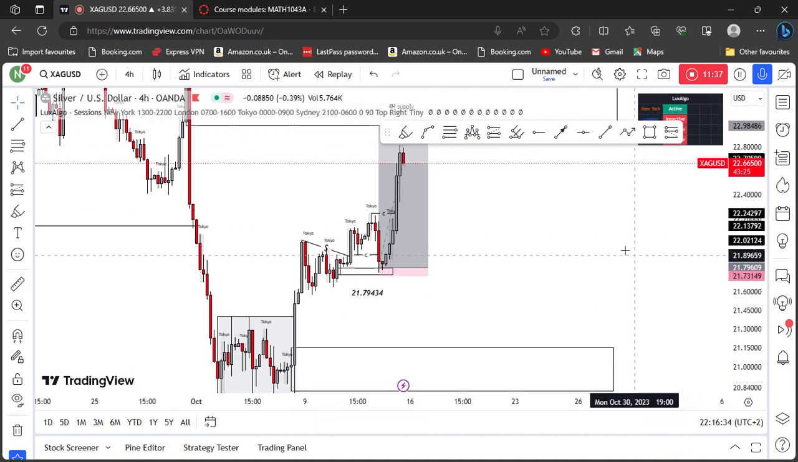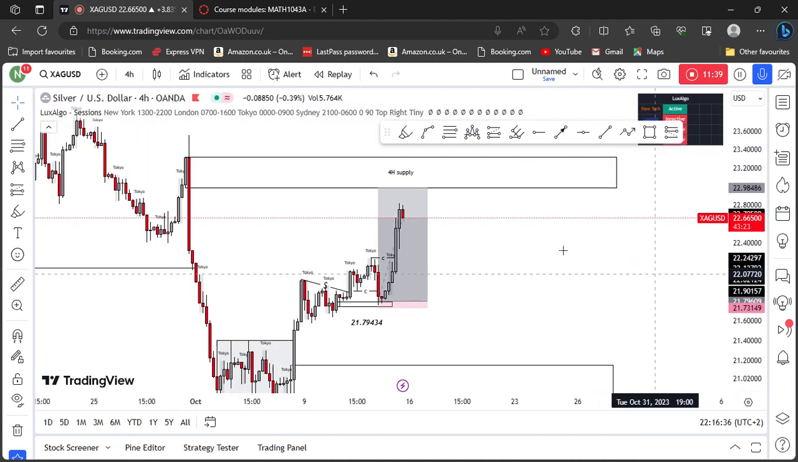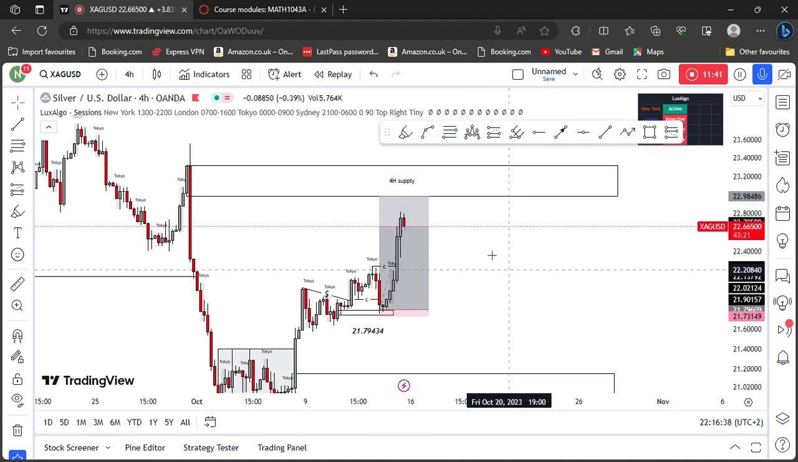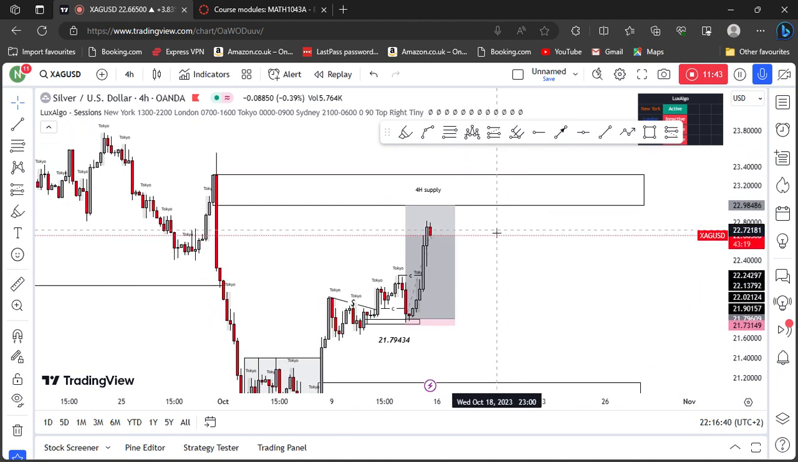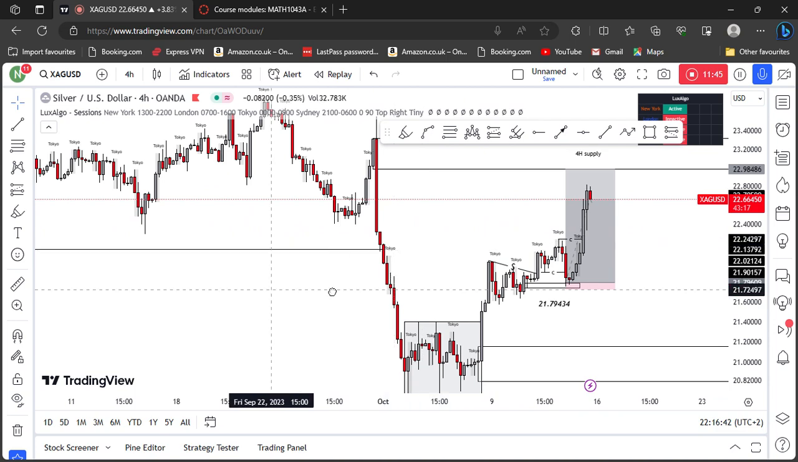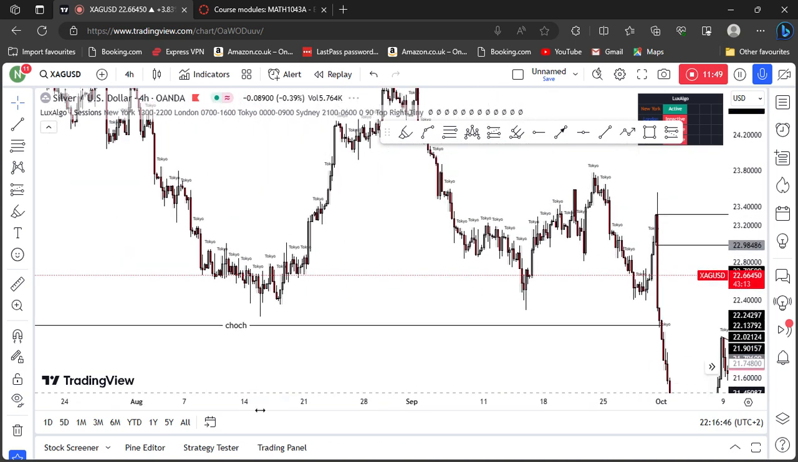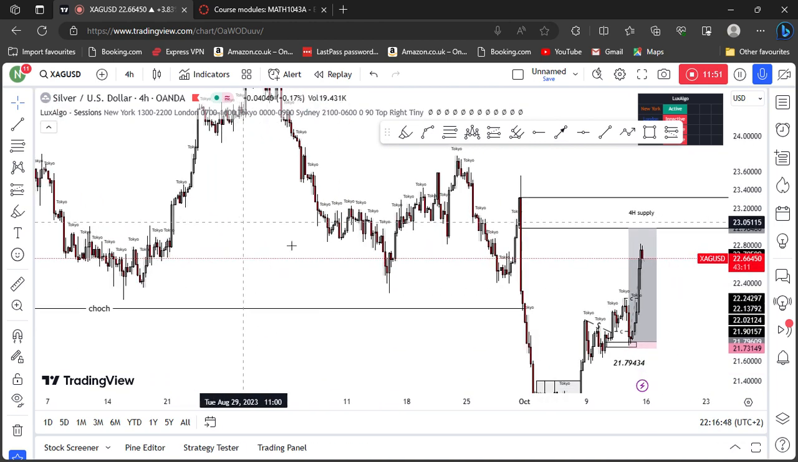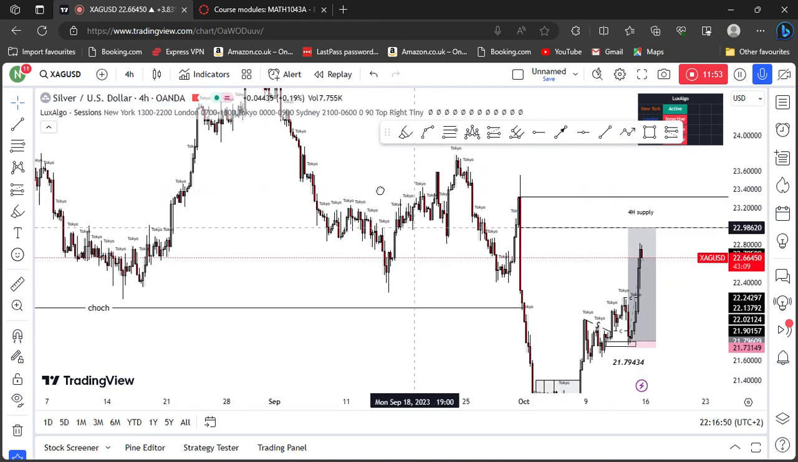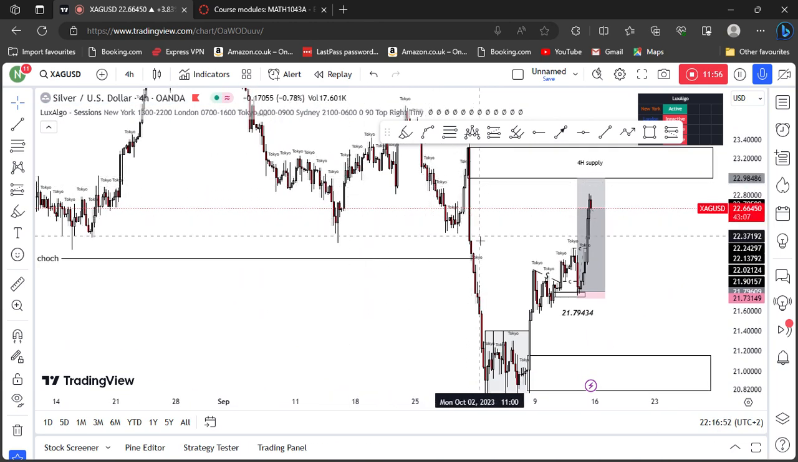I targeted the 4 hour supply zone, as you guys can see. So I'm patiently waiting for the price to tap into my supply zone so that I can start selling, because you guys can see that we had a change of character right here. With a change of character, meaning this was a breakout on a higher time frame to show that you are selling.